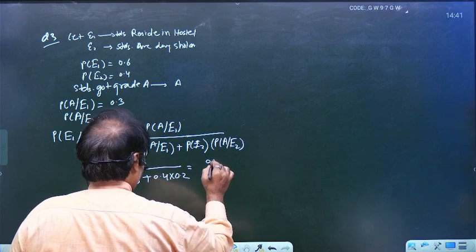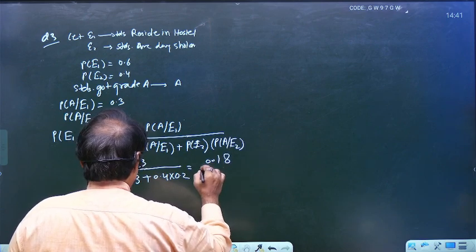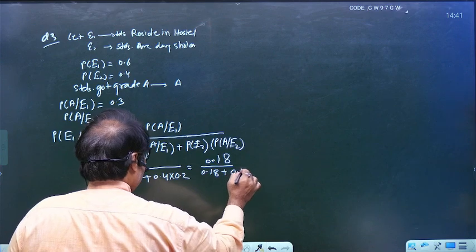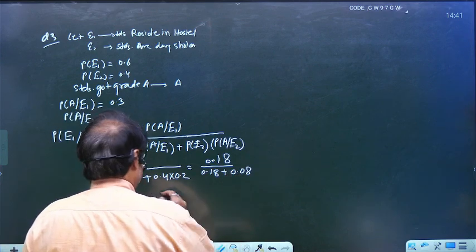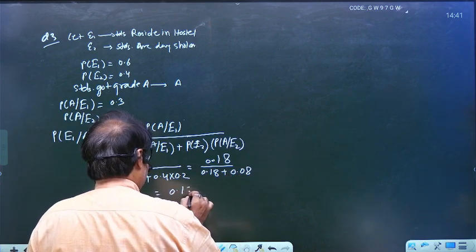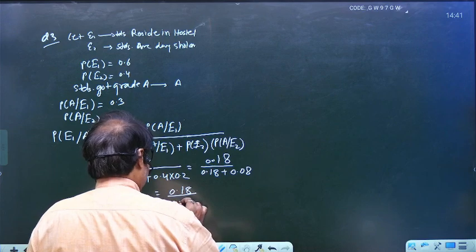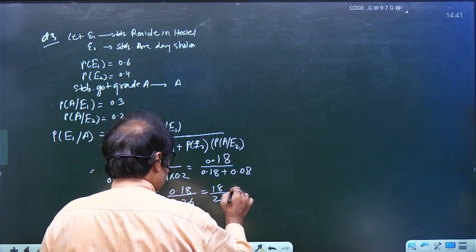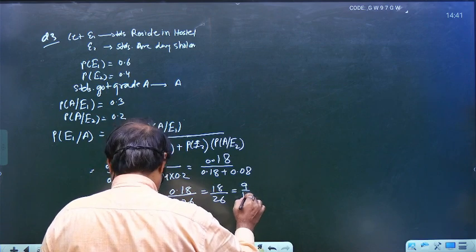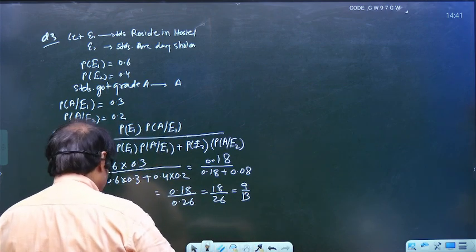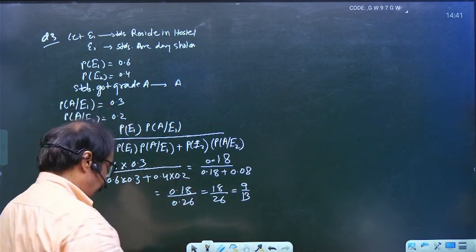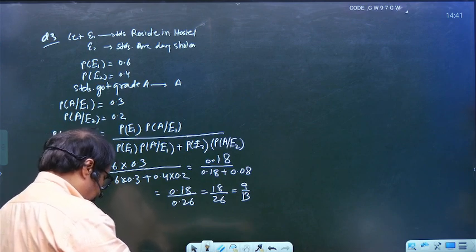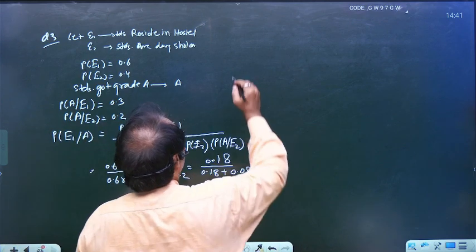So 0.18 plus 0.08. So this is equal to 0.18 upon 0.26. So it is simply 18 upon 26, so 9 by 13. So this is the answer of this question number 3, right? So the next question is question number 4.